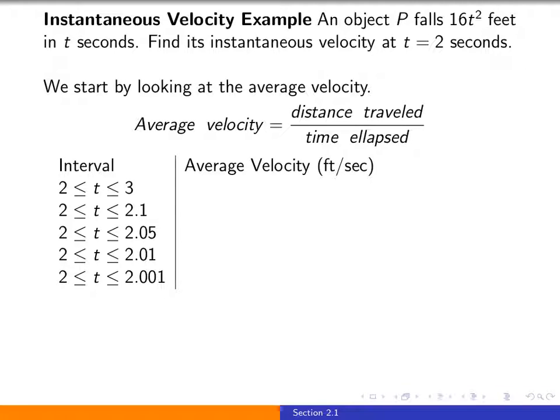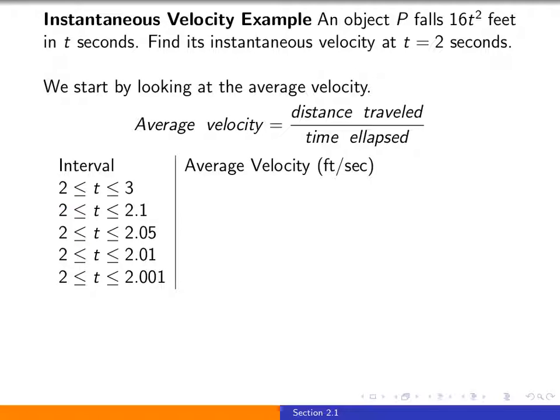Average velocity is defined to be the distance traveled over the time elapsed. And this is a very intuitive concept. For example, if it takes you 2 hours to travel 100 miles in your car, you would say that you had an average velocity of 50 miles per hour. So if we want to know what the instantaneous velocity is at t equals 2 seconds, what we can do is look at intervals around 2 and calculate the average velocity.